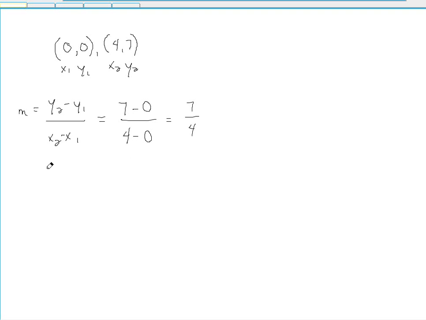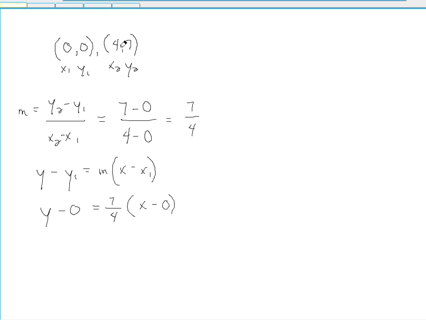Now, we have a point. In fact, we have 2 of them. You choose. And we have a slope. We have a point and we have a slope. Point, slope. Use the point slope formula. There it is. Plug in. And it doesn't matter which point you use. I'm deliberately going to use the zeros because they're easier. y minus the y value of 0 equals the slope of 7/4 times x minus the x value of 0.